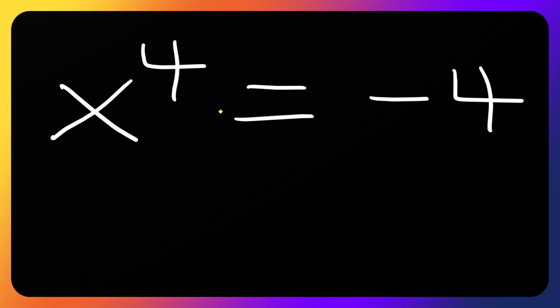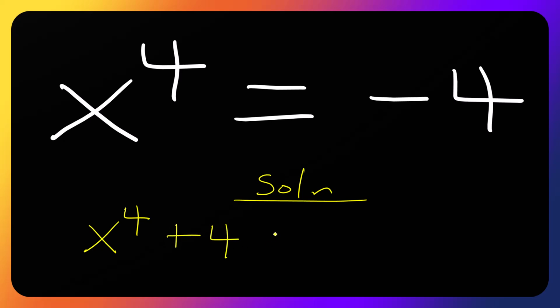Now let's solve for x here, given x to the power 4 equals negative 4. Solution from here. Now we are given x to the power 4, so let's bring the negative 4 in. That will be plus 4 equals to 0.